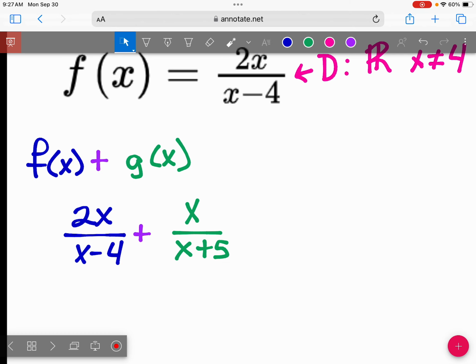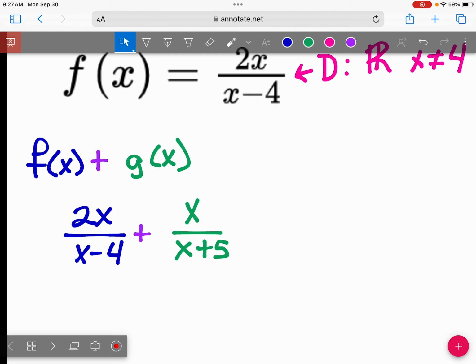Just scooching that over a little. How do we simplify this? We need to get to a common denominator. So it's not that we're going to do both sides of the equation, because we don't really have an equal sign here. We're not going to put it on both sides of the equation.